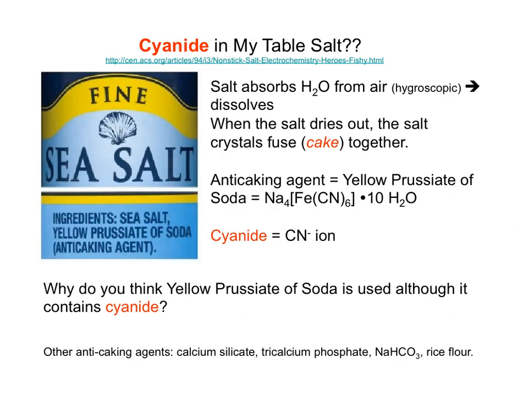Now, don't you hate it when you're trying to pour salt out of its container and it's all caked together? This compound, yellow prussiate of soda, is used as an anti-caking agent. Although this compound contains cyanide, the iron-cyanide coordinate covalent bond is strong enough so the cyanide doesn't dissociate so you won't get poisoned.